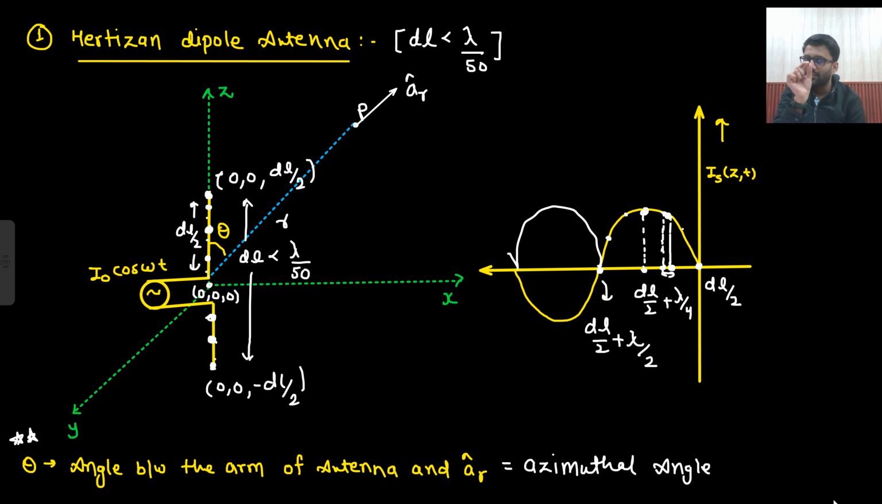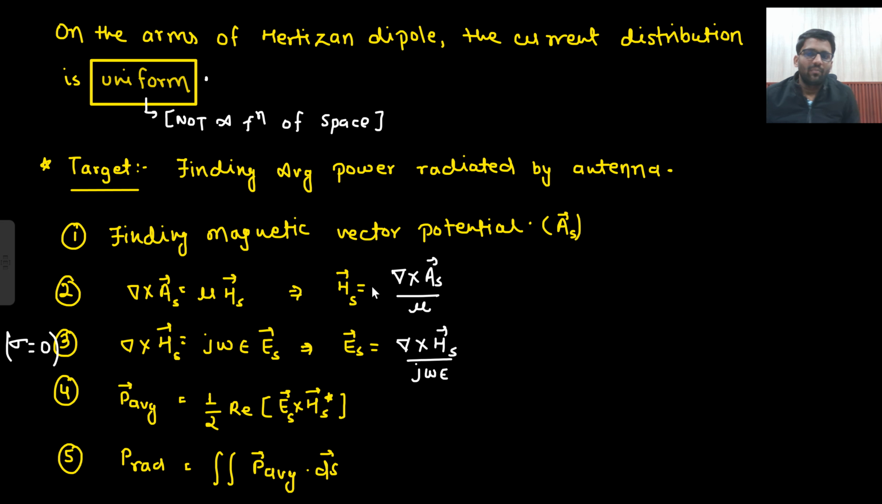Why so? Because the length is pretty small, and in the small length there will be no fluctuation of current. If at the upper point you are having I naught, then at all the points you will be having I naught only. Then we need to write down the magnetic vector potential. Why do we need to write it down? Because we need to find P radiated. So all these steps we need to do.